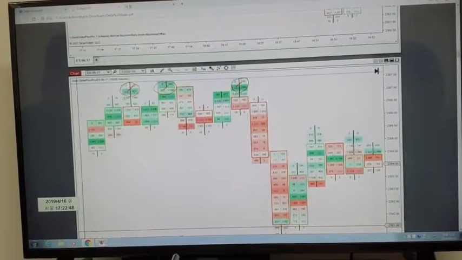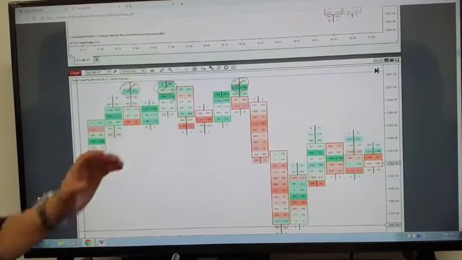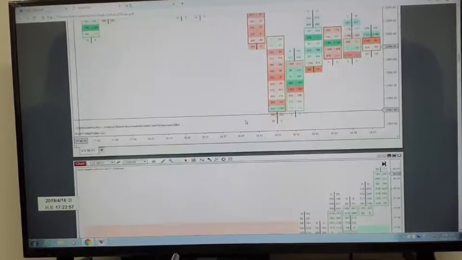So here's another one. We see a lot of sellers. You test it once, you test it twice. This is the same, I think, from the previous slide.